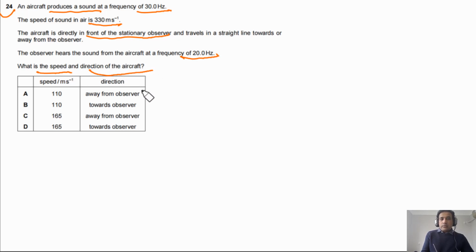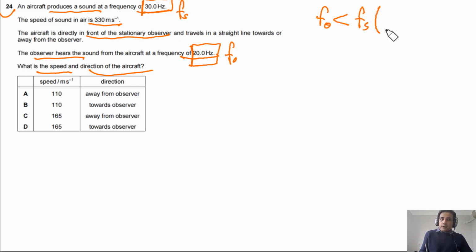So if you look at this given information, here we have the frequency of the source, because this is the frequency of the sound produced by the aircraft. So this is Fs, and this is the frequency of the sound heard by the observer. So this is F naught. As in this case, F naught is lower than Fs, it means the source is moving outward. We can conclude that from the given information. So in this case, the source is moving. Now we need to find out the speed.